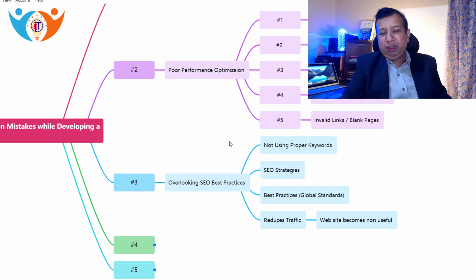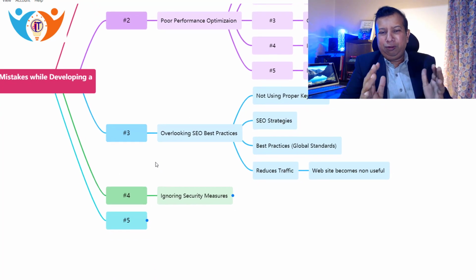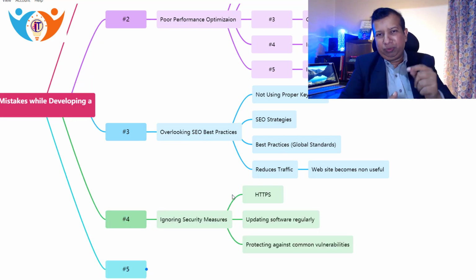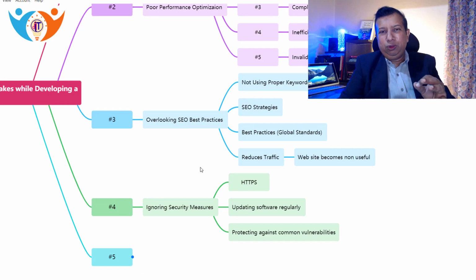So the fourth one is ignoring security measures. Now a lot of things are happening on the internet and you have to take care of some security measures. Here I am not giving all security measures, but the common things you have to do. The first one, you must ensure that your website uses HTTPS. So use a secured link. Secondly, update software regularly. Don't use outdated software. And third, you need to protect against common vulnerability activities that are happening on the internet. You have to ensure whatever coding you are writing, whatever database you are using, it is used properly, and your website should be used only by authentic persons.